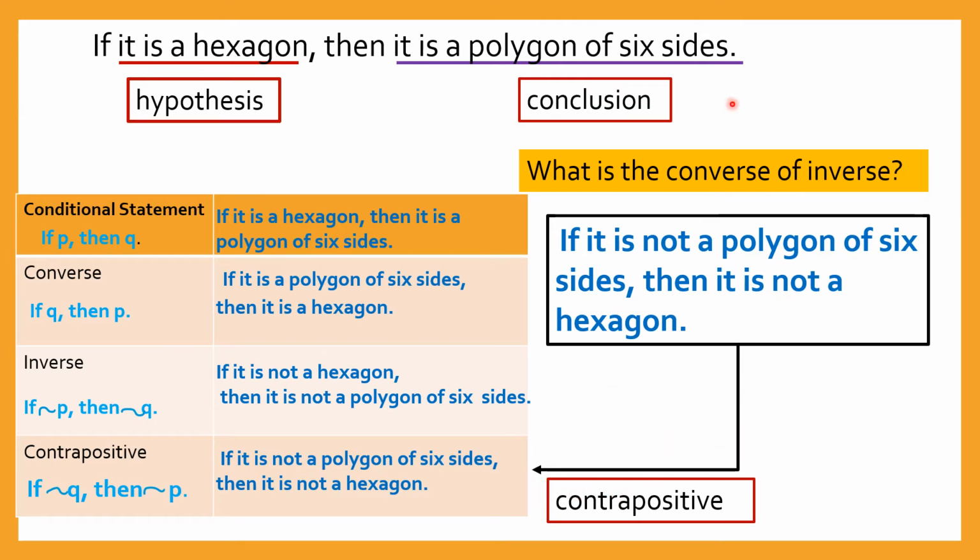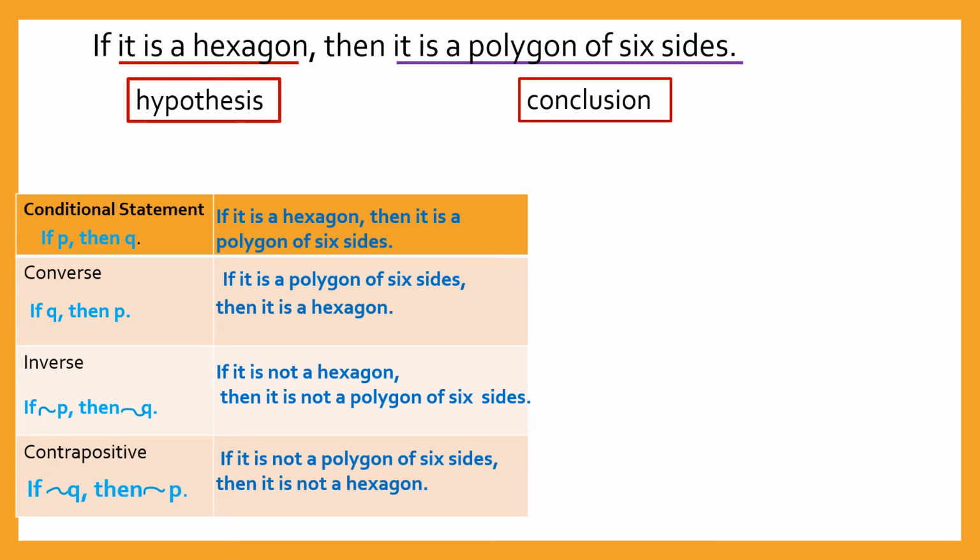So you notice here, converse of inverse, and the answer is contrapositive. It means we mentioned converse and we mentioned inverse, so what is not being mentioned here is the contrapositive. That's the answer. Let's check if it's still true in the next example.